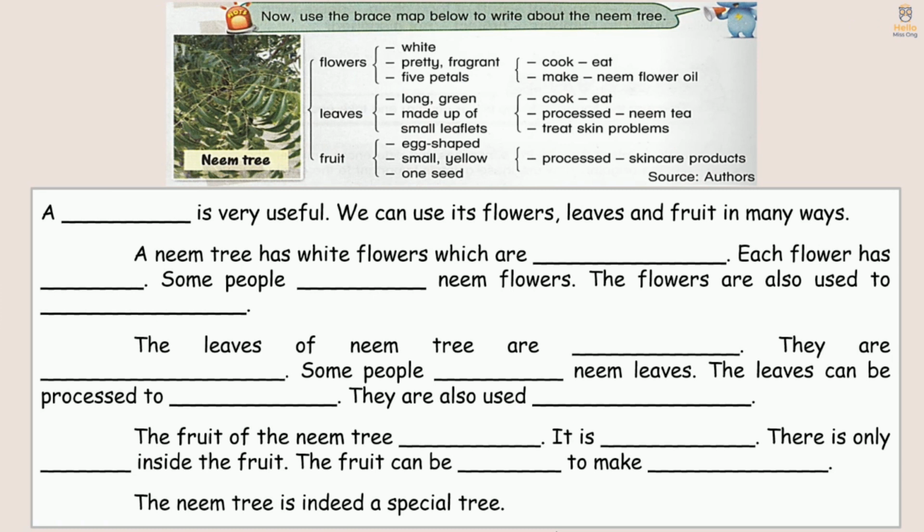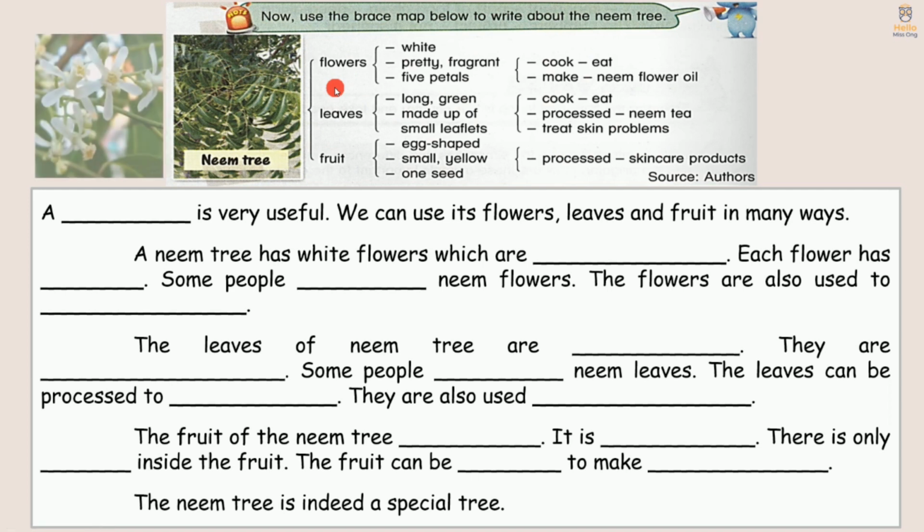Now, use the brace map below to write about the neem tree. Let's look at the brace map. These are the flowers of the neem tree. As you can see in the picture, they are white color. They are pretty and fragrant, and they have 5 petals. In terms of functions, you may cook and eat them. You can also use them to make neem flower oil.